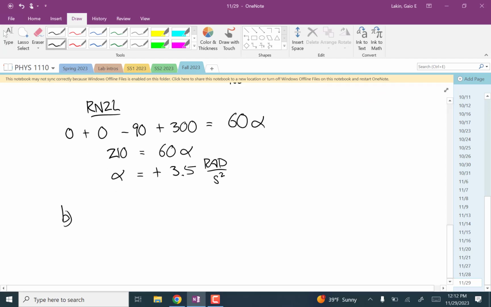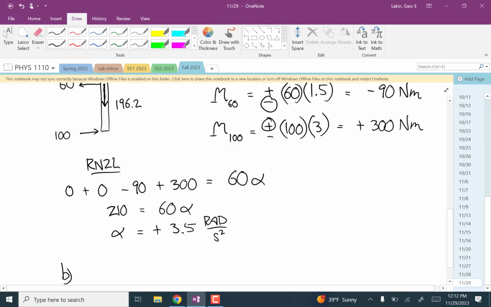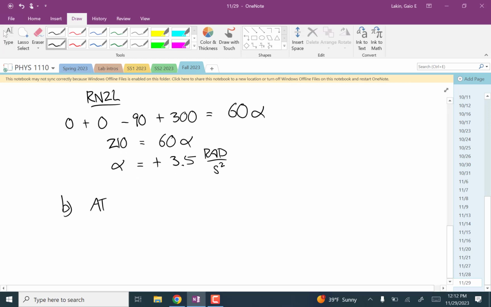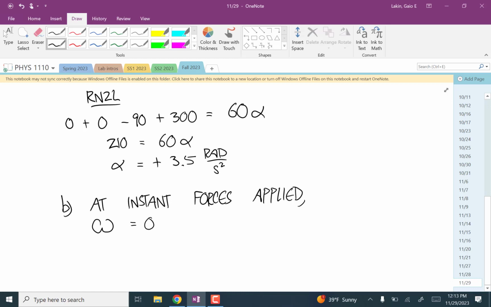So for part B, let's say that at the instant these forces are applied, the angular velocity of this body is 0. That's not something we can calculate. We can only calculate angular acceleration. So that has to be given if you're going to do this.